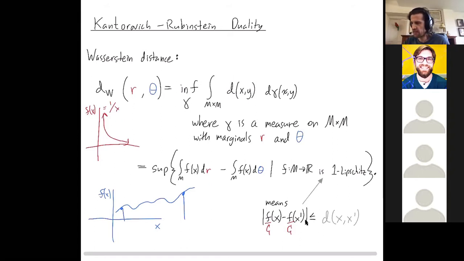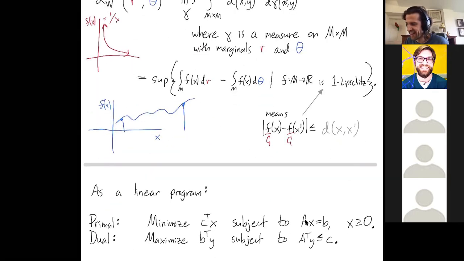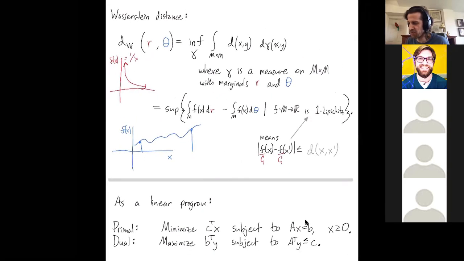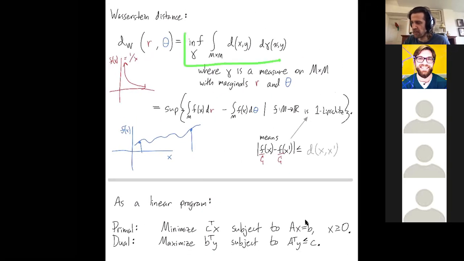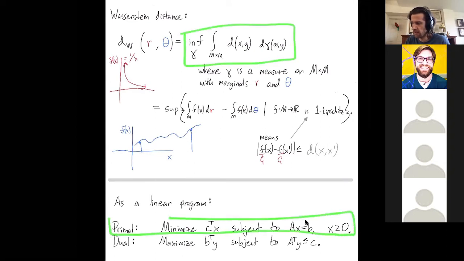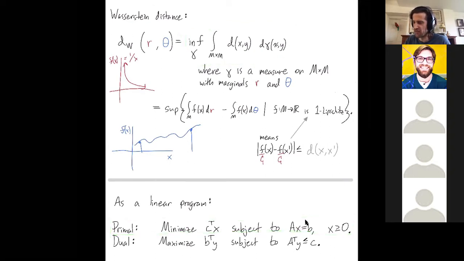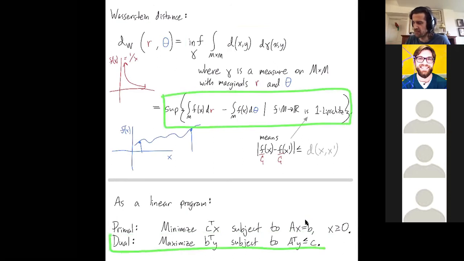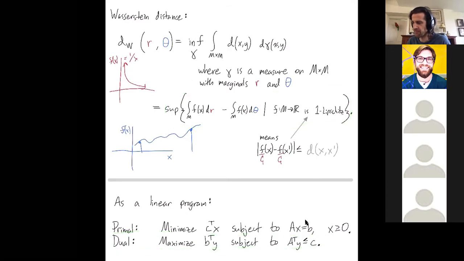Alrighty. So yeah, remember one Lipschitz, that'll come up again. As a linear program, this formulation is going to be the primal formulation, whereas this formulation is going to be the dual formulation. So nice connection with linear programming.